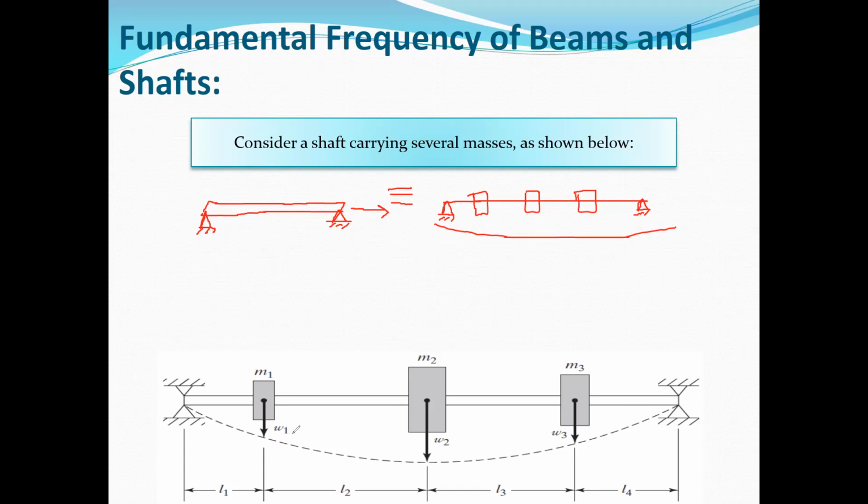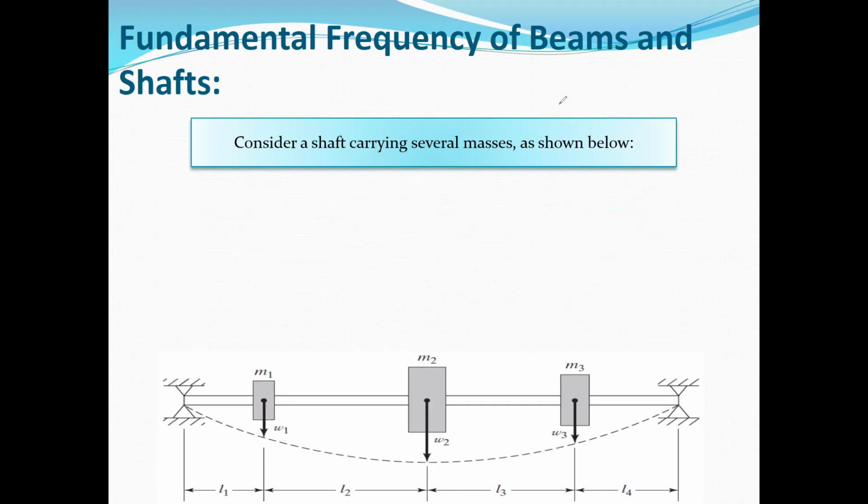For each mass, we assume that the deflection is equal to W. For mass M1, the deflection is W1. For mass M2, the deflection is W2. And for mass M3, the deflection is W3. It is clear that by increasing the number of these masses, we can achieve a better approximation for this continuous system. Here, for example, we assume a system with 3 degrees of freedom. If you increase the number of the masses, you are increasing the degrees of freedom. So you can find a better approximation for your continuous system by using this discrete system.